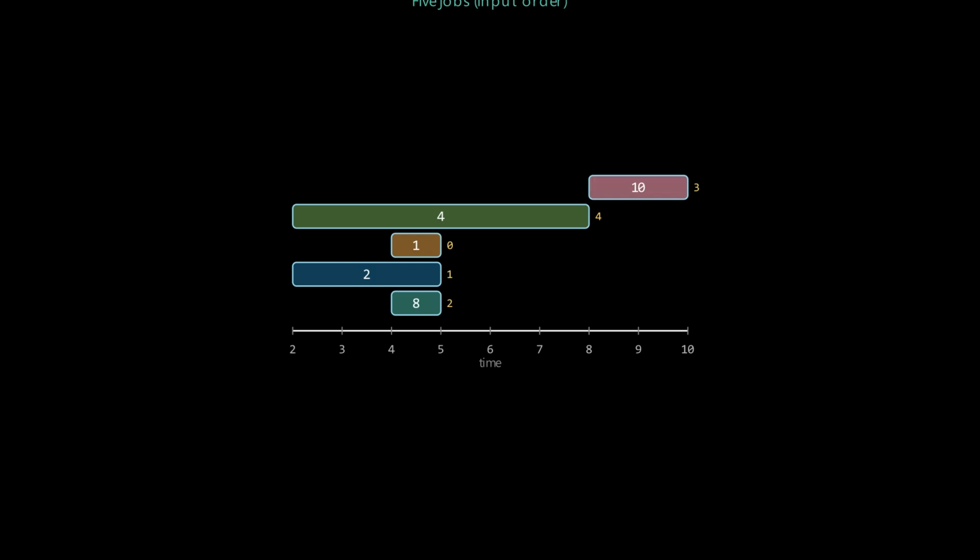To find the latest compatible earlier job, binary search on the sorted end times gives the predecessor index in logarithmic time per row instead of scanning every prior bar.